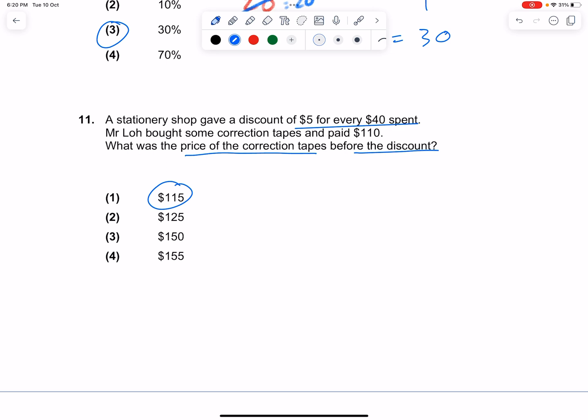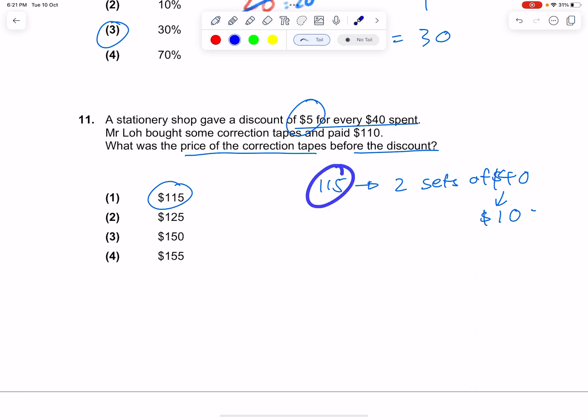If the original price before discount is 115, we know that in 115 there is a total of 2 sets of $40, right? Okay, so 2 sets of $40 means that for every $40 I should get $5, which means I would get a $10 discount. So if you take 115 minus $10, the answer is actually 105. It does not match. So the answer is not 115.